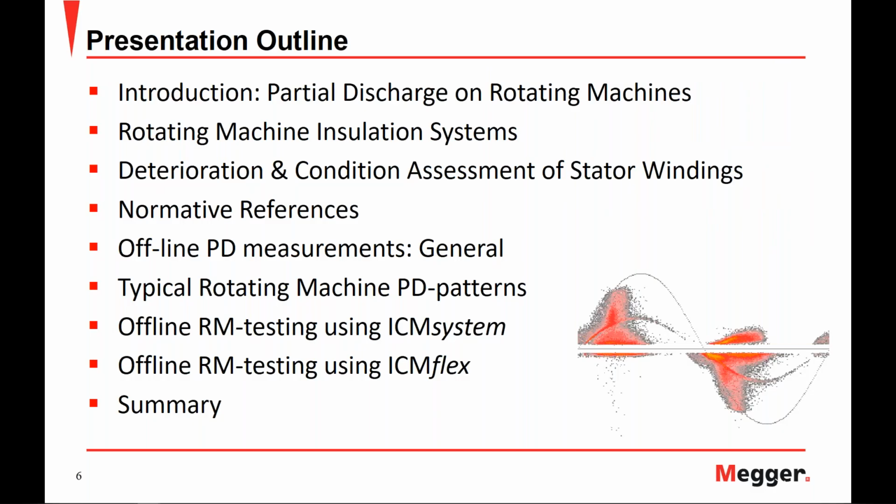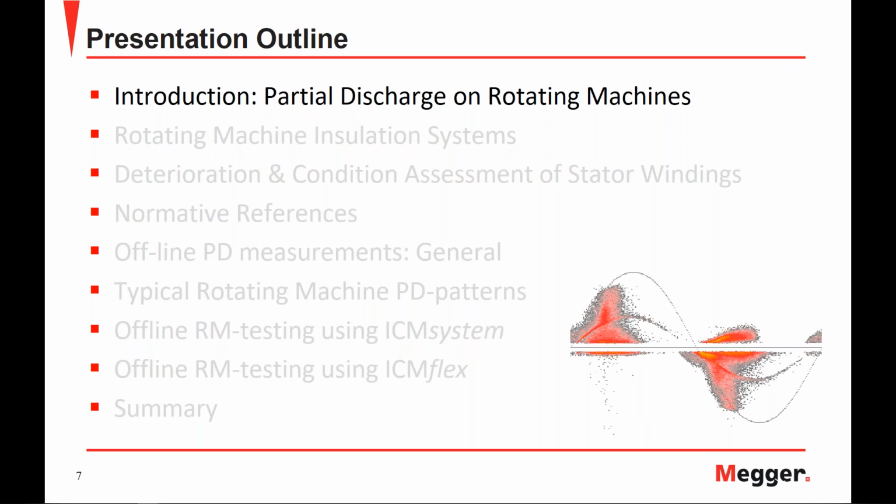Starting with our presentation outline, we'll first start with an introduction to partial discharge on rotating machines, and then we'll move into rotating machine installation systems, followed by deterioration and condition assessment of stator windings. Then we'll look into a couple of normative references, and then move into offline partial discharge measurements in a general sense, followed by typical rotating machine partial discharge patterns. And then we'll look at offline rotating machine testing with the ICMsystem and the ICMflex, and we'll go ahead and summarize it at the end.